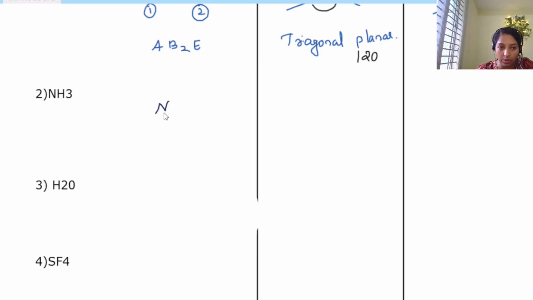Now let's see the next molecule, NH3. So NH3 looks like this: 3 hydrogens are there and 1 lone pair is there. So it's a kind of AB3E molecule, right? So altogether 3 bond pairs and 1 lone pair, so 4. So the maximum distance arrangement is tetrahedral. So electron geometry is tetrahedral. But what about the shape?